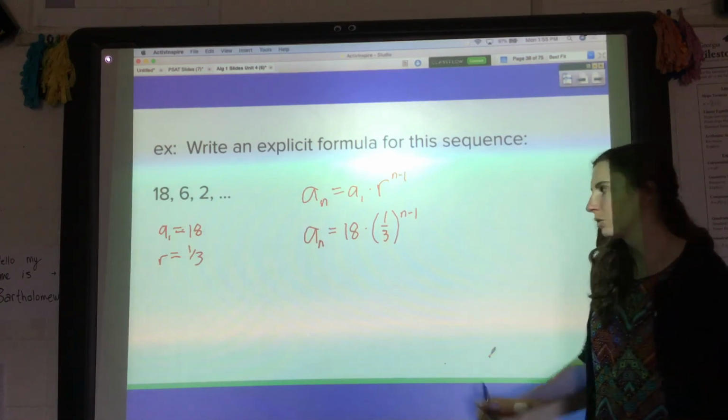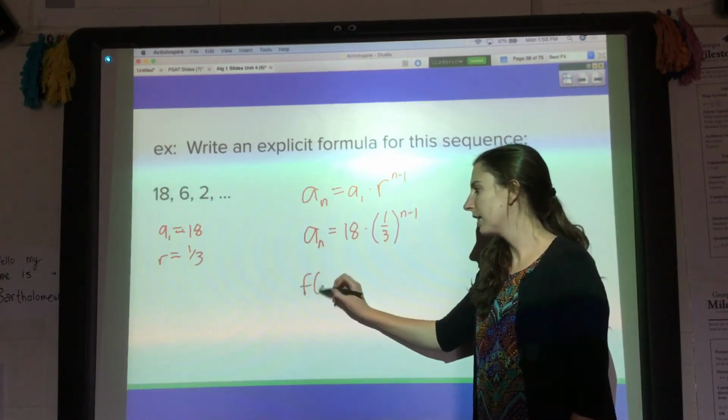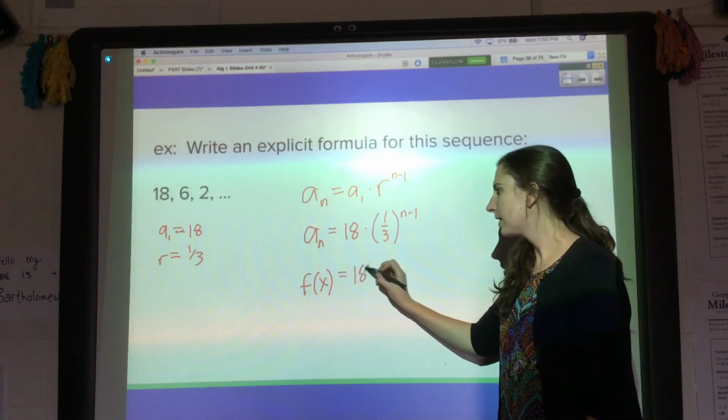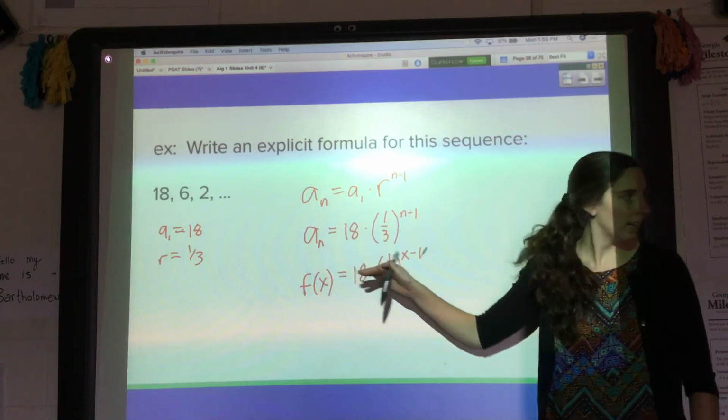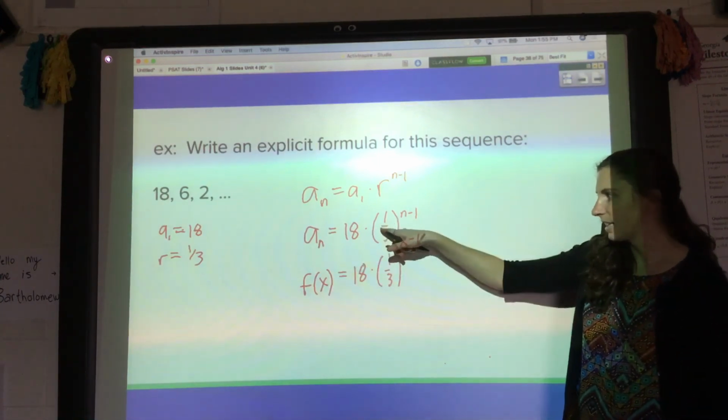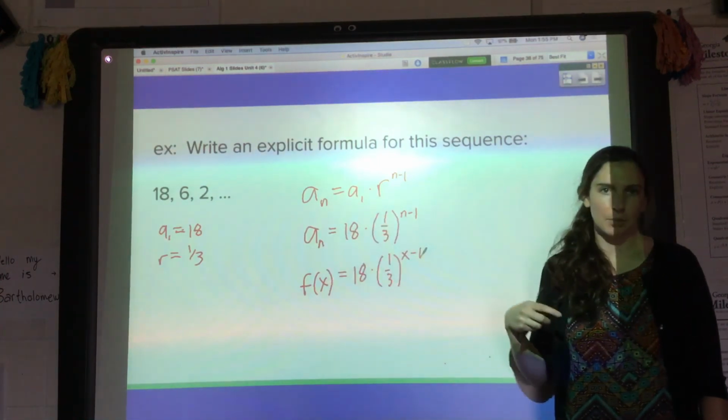You may sometimes see this written instead of an. You may see it written as f of x. And again, it just means the same thing. So if you have this, it's literally the exact same thing as this right here. N or x, it means the same thing.